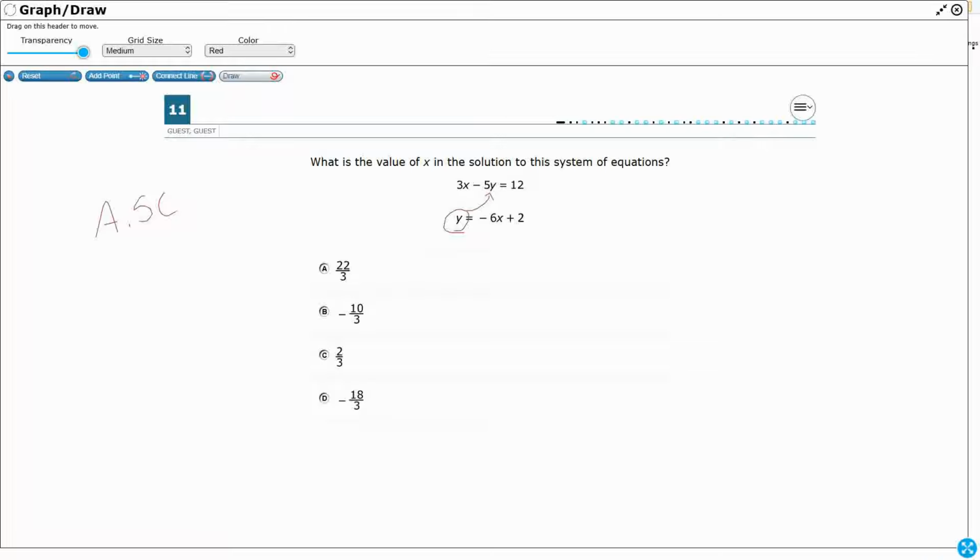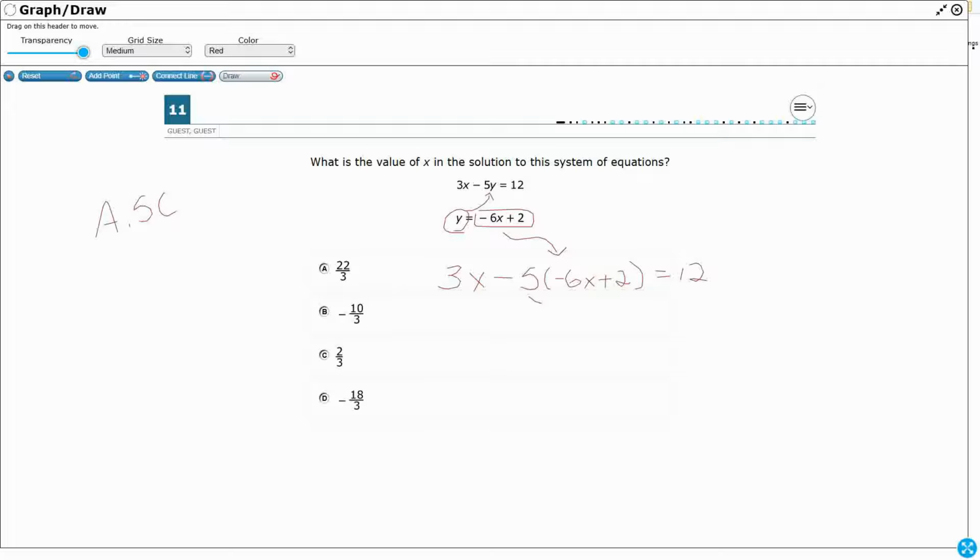So I'm just going to plug that y into the first equation, and instead of the y, I'm going to write what y is equal to. I will need to distribute, but that's going to give me only x's. So 3x minus 5, and now I'm going to substitute in this right here: negative 6x plus 2 equals 12. So I have to do a little bit of work, but I've only got x's, so I can solve for x. You can't solve when you've got two different variables in the same equation.